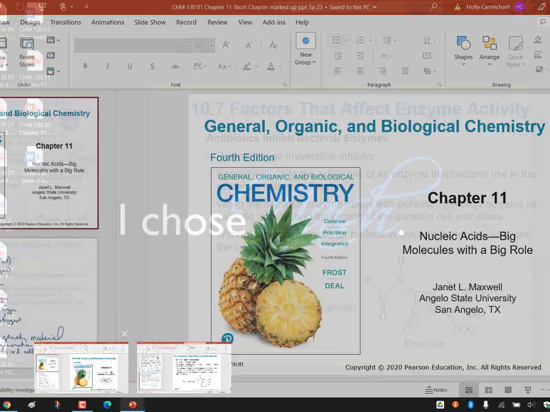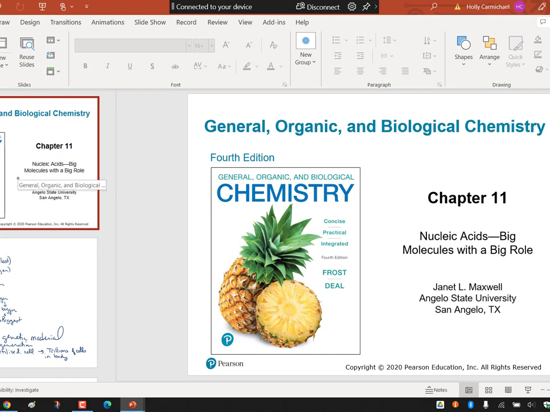That moves us into chapter 11. So chapter 11 is about nucleic acids. And I really have just a couple of goals in this. One, to talk about the structure of DNA and RNA, how they are similar and yet different. And then what happens when you have changes in your DNA and RNA. So that is mutations. If you look, I've actually deleted a bunch of slides.